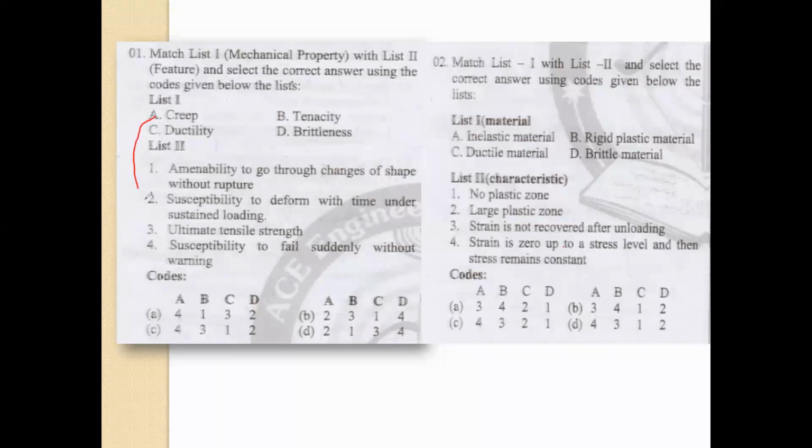So for A, second is correct. Then B, tenacity. Or we will take the easier one first. Brittleness. So choose for brittleness. 4. Please read sentences carefully. 4 is the correct answer, option 4. Susceptibility to fail suddenly without warning. A brittle material fails without giving indication or warning. So brittleness is correct for 4.